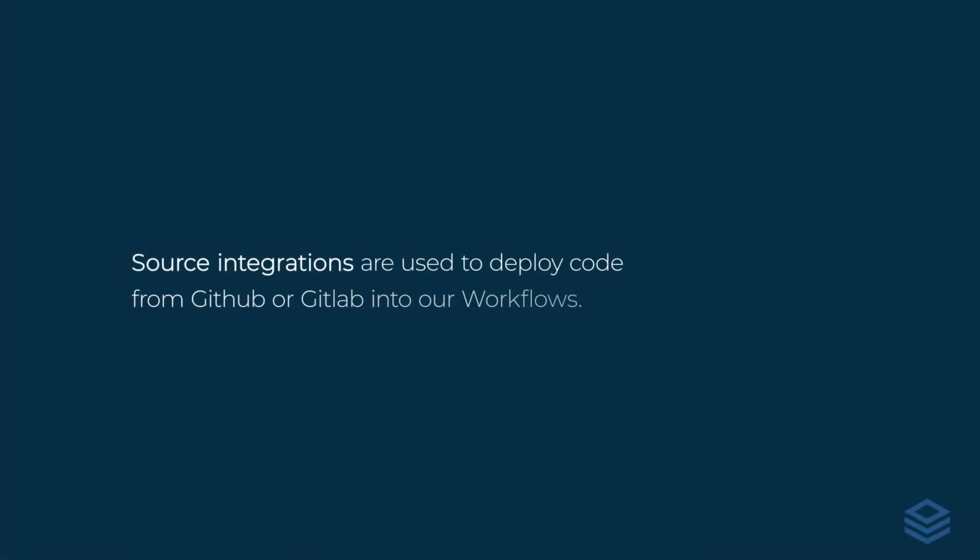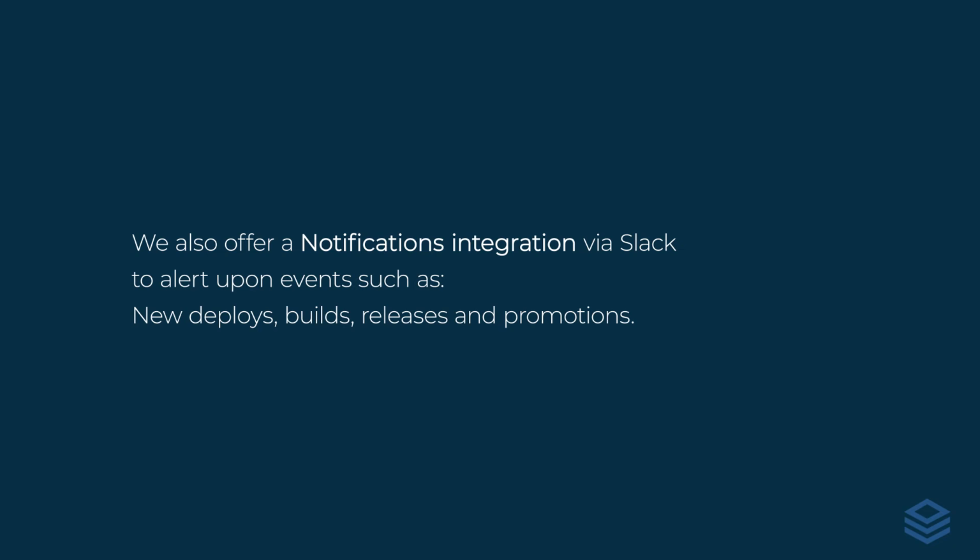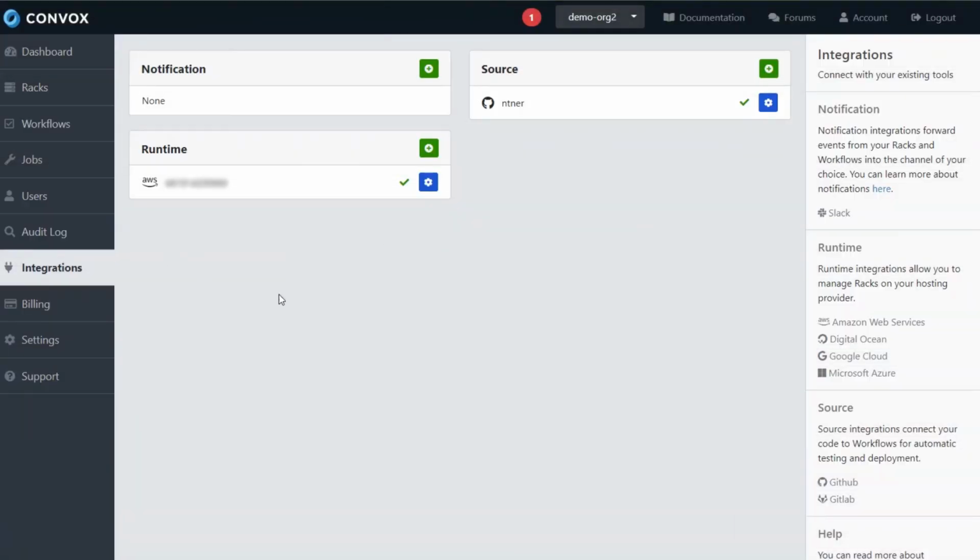Source integrations are used to deploy code from GitHub or GitLab into our workflows. It uses authorizations from GitHub and makes your repositories available to the console. We also offer notification integrations via Slack to alert upon events such as new deployments, builds, releases, and promotions. I've already added my source integration, but it is as simple as the runtime.